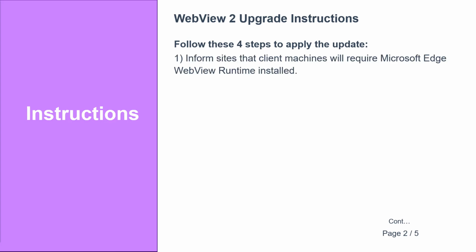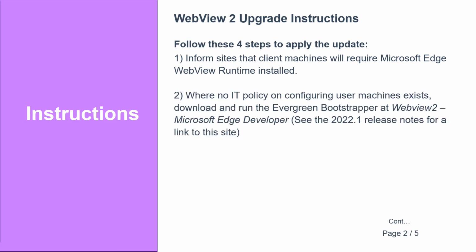The upgrade instructions: partners should inform sites that client machines will require Microsoft Edge WebView runtime installed. This is present by default in recent versions of Windows end-user machines, but not in older versions and generally not on servers. IT departments may have their own policies for configuring user machines, but in the absence of their guidance, our recommendation is to download and run the Evergreen Bootstrapper, which can be located at WebView 2 Microsoft Edge Developer. The 2022.1 release notes contain the link to this site.